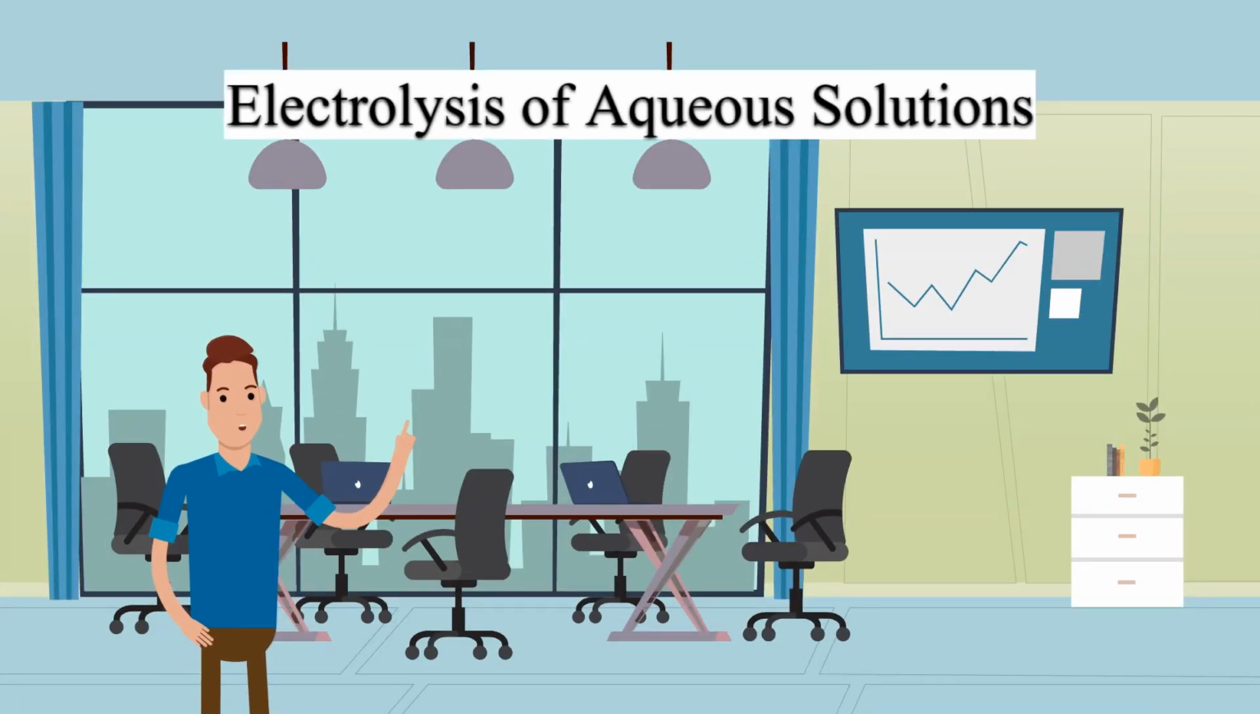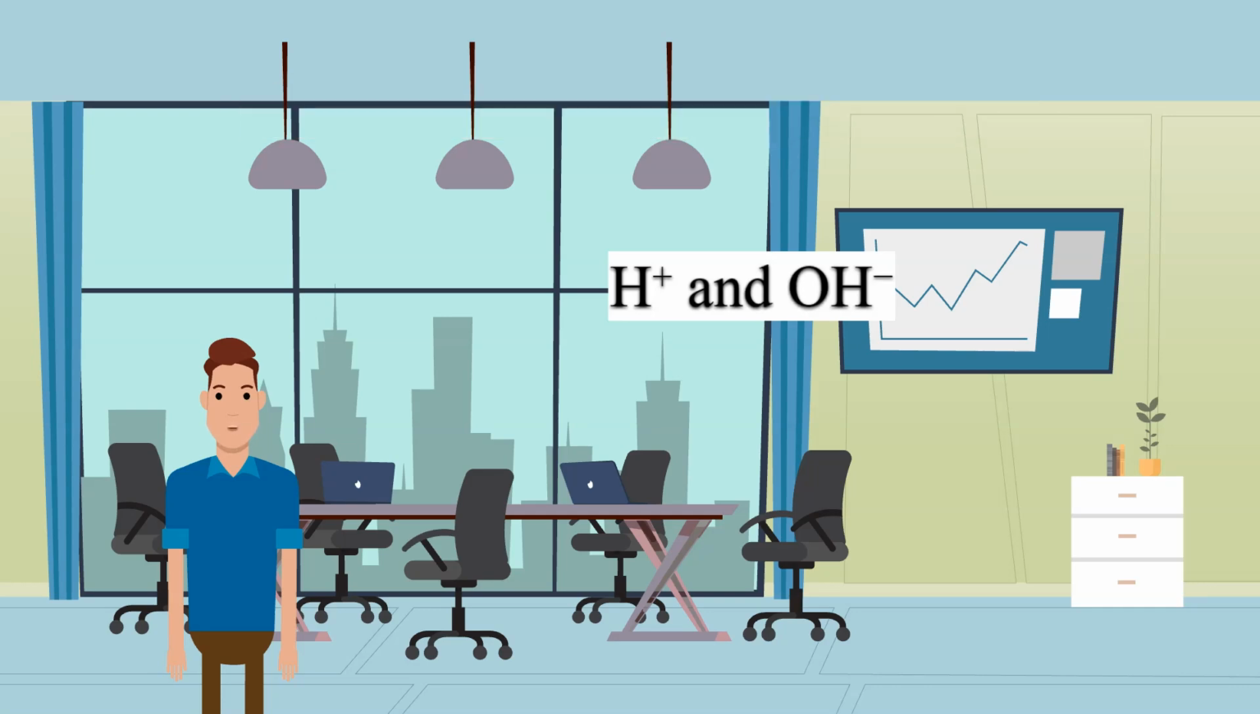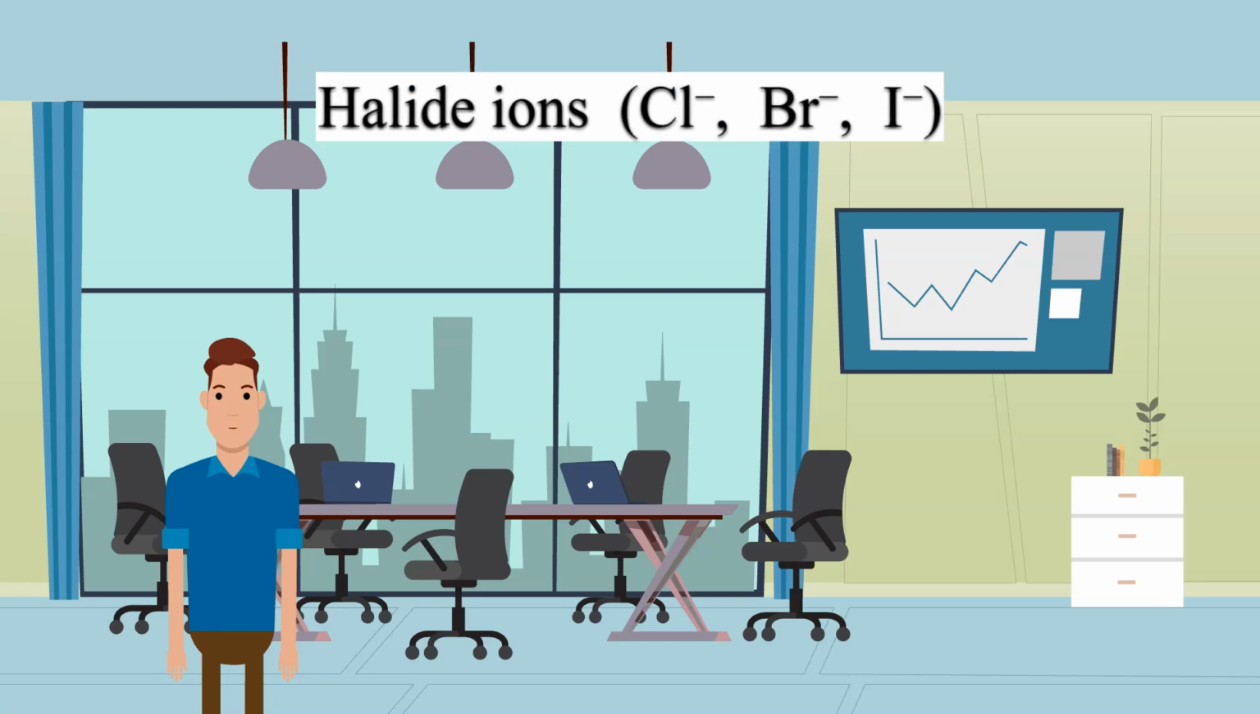When the electrolyte is aqueous, water also splits into ions, positive H and negative OH, so there are extra possibilities for what forms at each electrode. The general rules are: at the cathode, hydrogen is produced unless the metal ion is less reactive than hydrogen, like copper or silver. At the anode, oxygen is produced unless the solution contains halide ions.